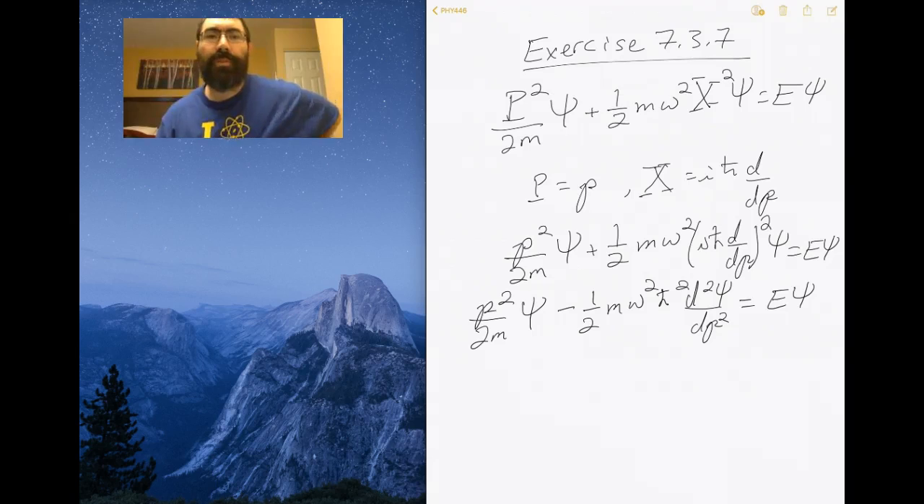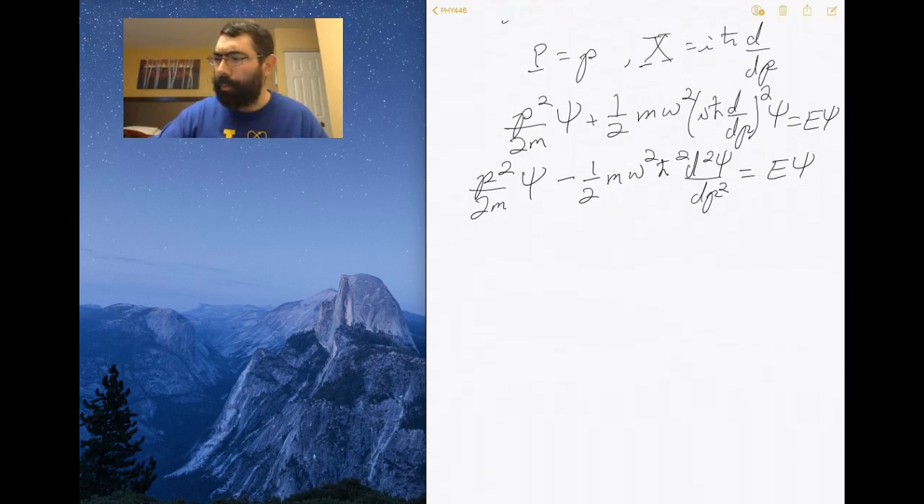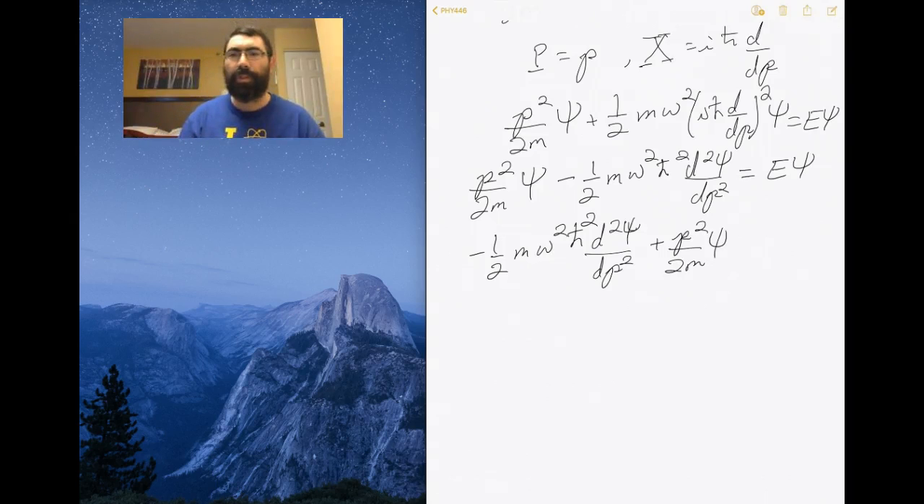So now we've got the second order differential equation, and let's just rearrange it and see if we can get a form which is familiar from when we solved Schrodinger's equation in position. If I move things around: minus 1/2 m omega squared h bar squared, second derivative of the wave function with respect to momentum, plus p squared over 2m times the wave function, minus the total energy times the wave function, is equal to 0.